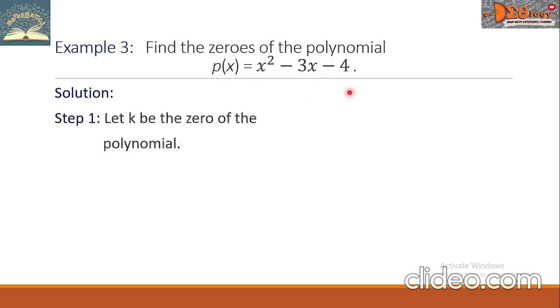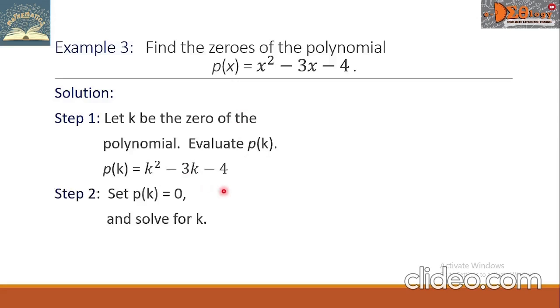Step 1. Let k be the zero of the polynomial. Then we evaluate p of k. The p of x becomes k squared minus 3k minus 4. Then step 2. We set p of k equals 0, then we solve for k.